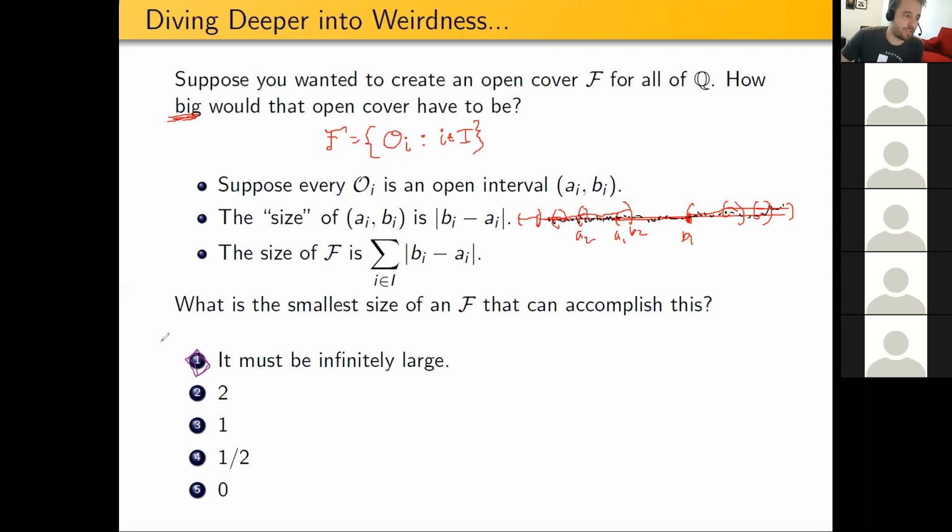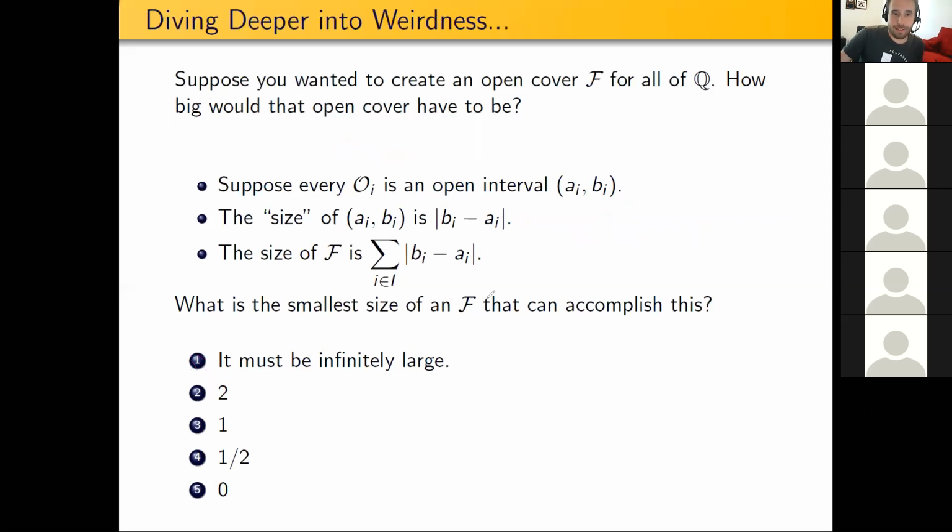Let's talk about the actual answer. I'm going to make a claim that I can cover all of the rational numbers using an open cover of this kind described here, with a total size of, let's say, a total size of 2. And let's talk about that.